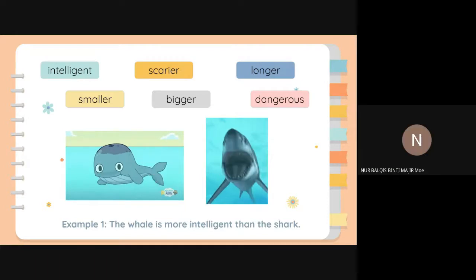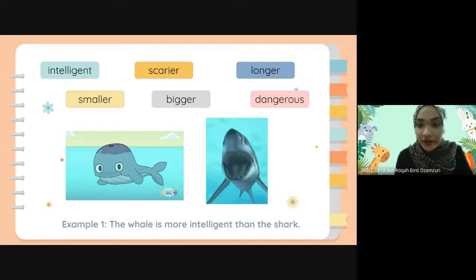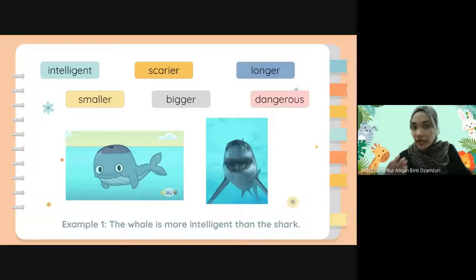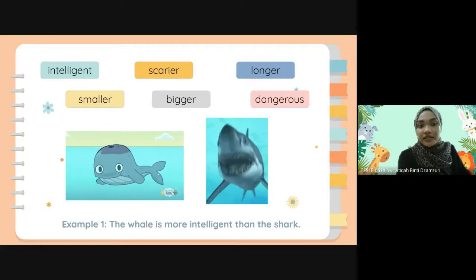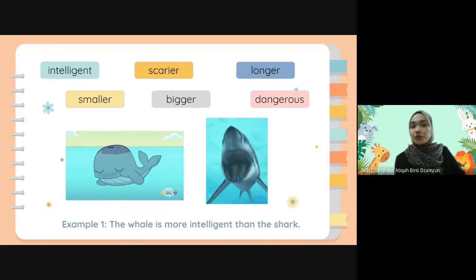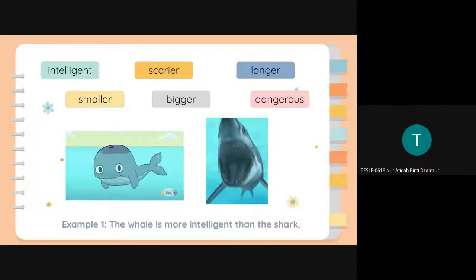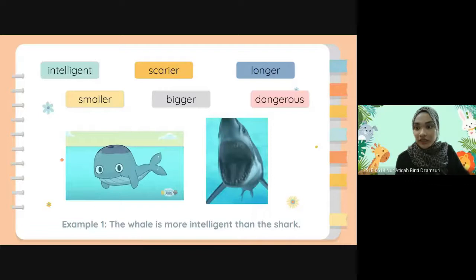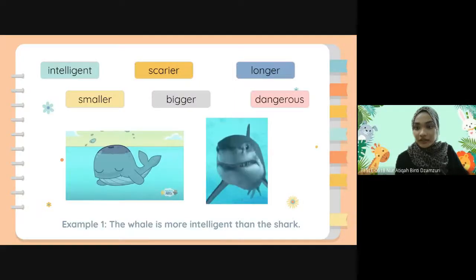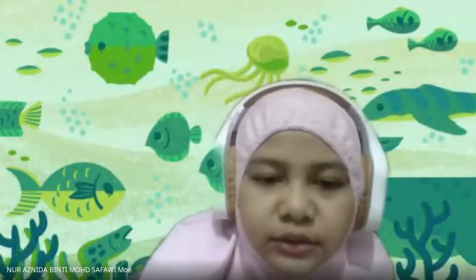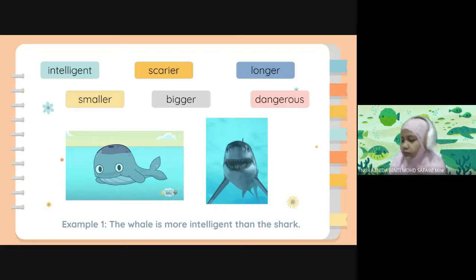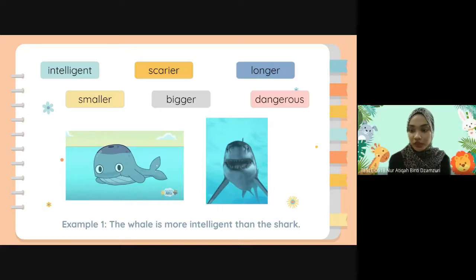Okay, if there is -er at the back, you don't have to put more anymore. Kalau ada er tu, tak perlu letak more dah. If it doesn't have it, like intelligent, dangerous, that one you have to put more. Okay, so the sentence should be: the shark is scarier than the whale. You understand? Yes. Okay, very good. Now, Aznia. The shark is more bigger than whale. What did I say? If there is -er, do we need to put more?